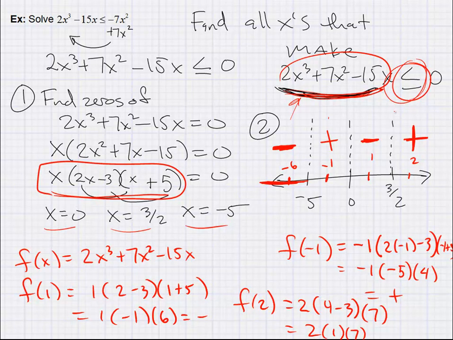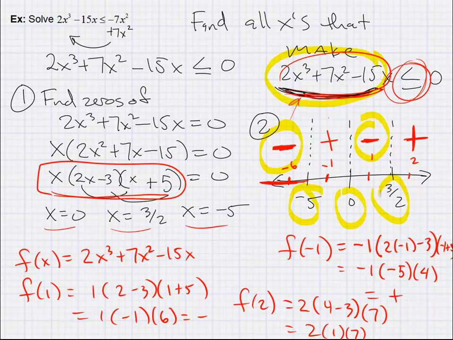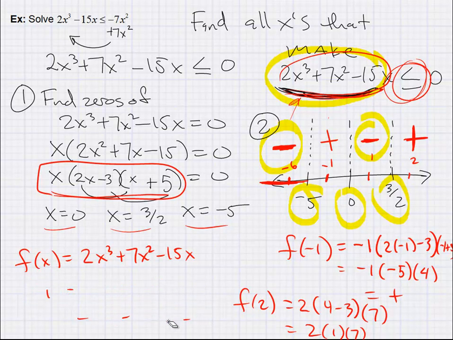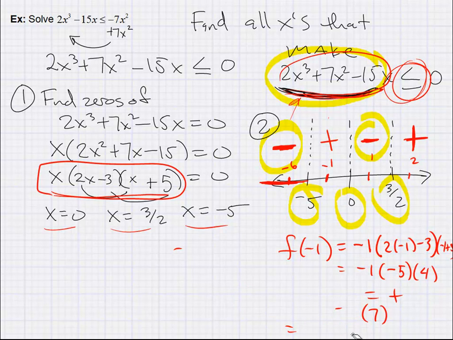So what am I doing now? What I'm doing is saying, well, what's my answer? Well, I wanted to know where my polynomial was less than or equal to 0. Where is it negative or 0? Well, it's negative here, and it's 0 at these values. So now I need to write that down in interval notation. So if I write that down in interval notation, let's make some room.